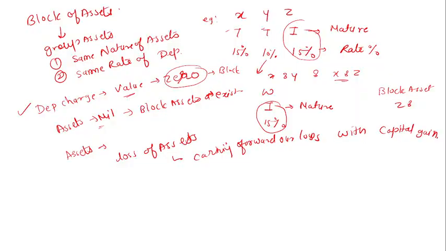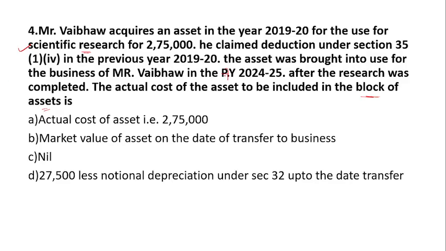So here, what will be the answer? The answer is that he claimed the deduction under section 35 in the previous year 2019-20. The asset was brought into use for the business in the assessment year 2024, after the research was completed. So the actual cost of the asset would be included in the block of assets, but in that case you already get 100% deduction.